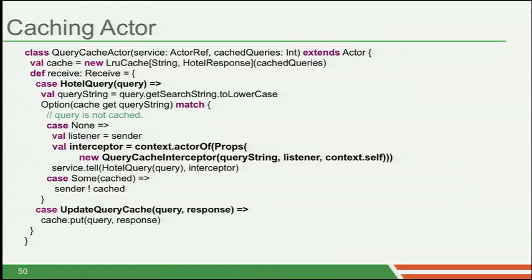Okay, so given a hotel query, somebody has called us with a query. We check to see if it's in the cache. We get the value for that query string. We wrap it in what's called a Scala option. If we got nothing out, then we know that we have to send the query down to the actual search tree, which I'll cover later. If we have it cached, we just respond with the cache immediately.